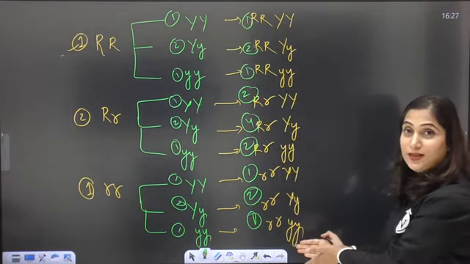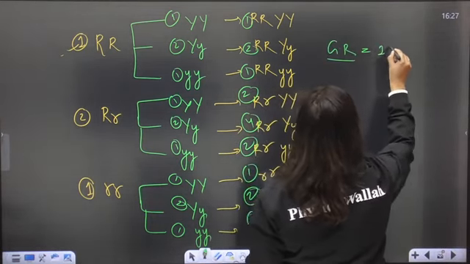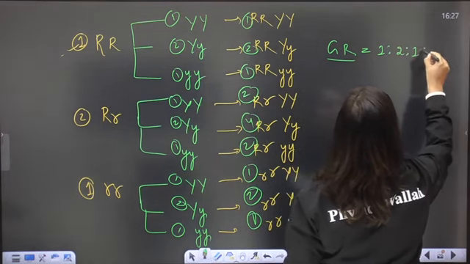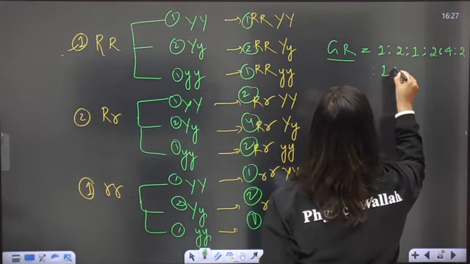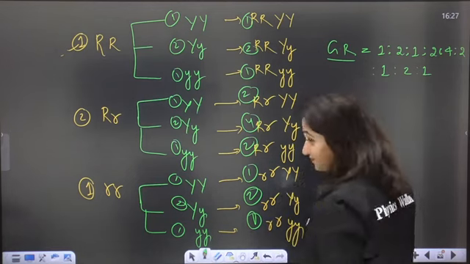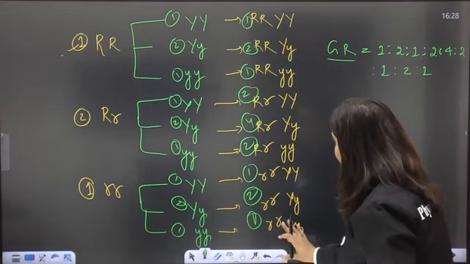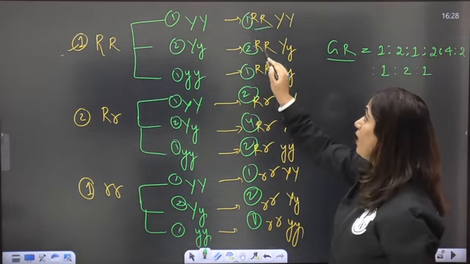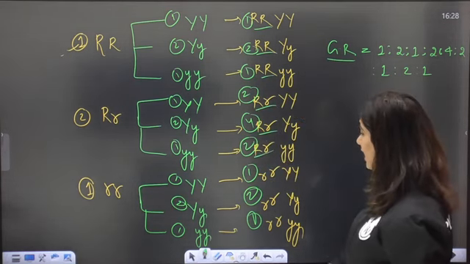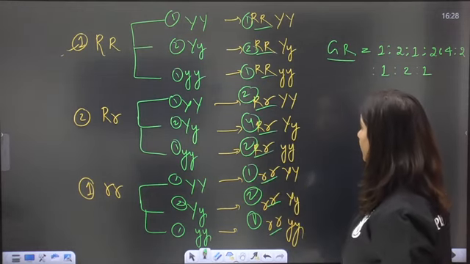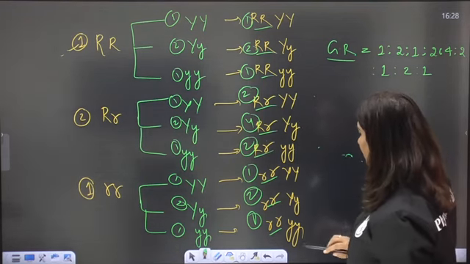These are the genotypes, and the genotypic ratio hence comes out to be 1:2:1, 2:4:2, 1:2:1. Right? So what you can see here is that these individuals would be round, and these would be wrinkled. Yellow, yellow, these green, yellow, yellow, green, yellow, yellow, green.